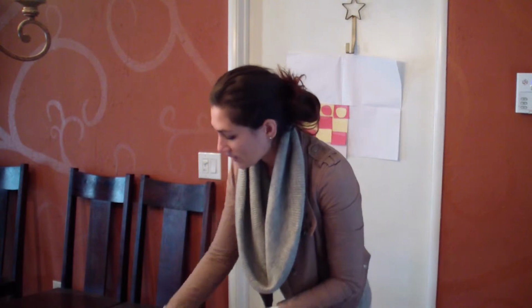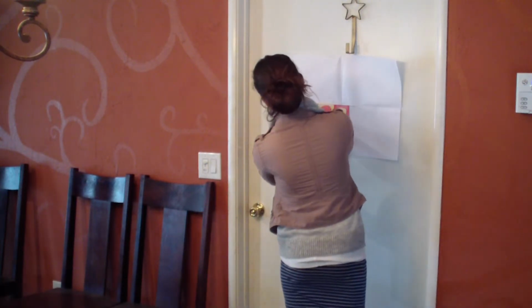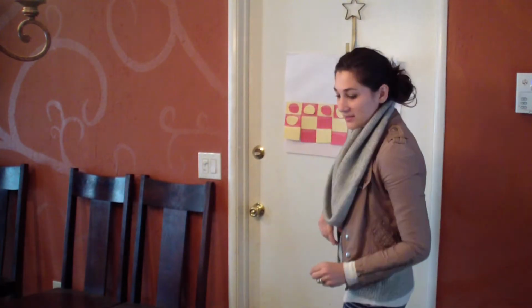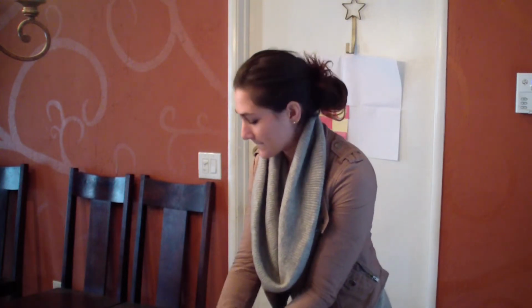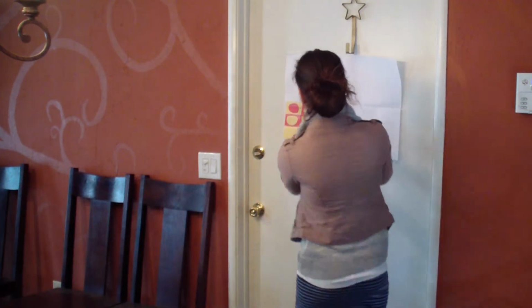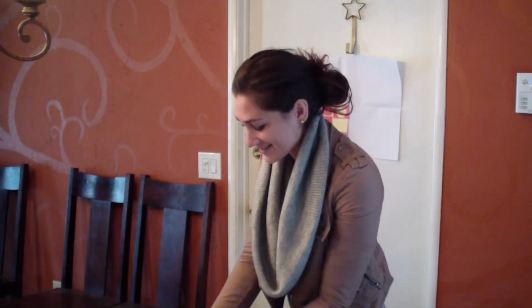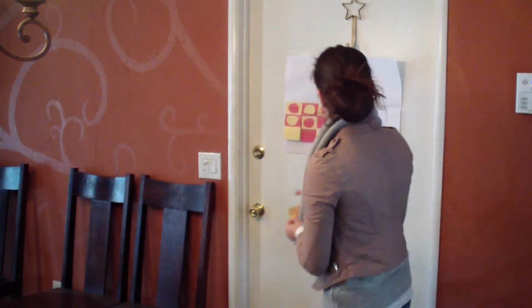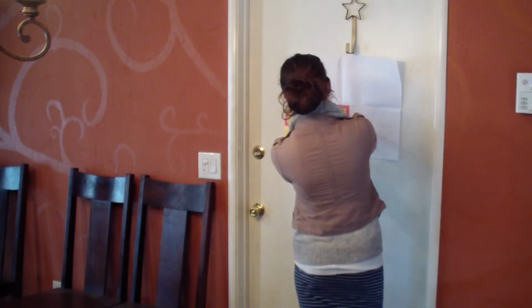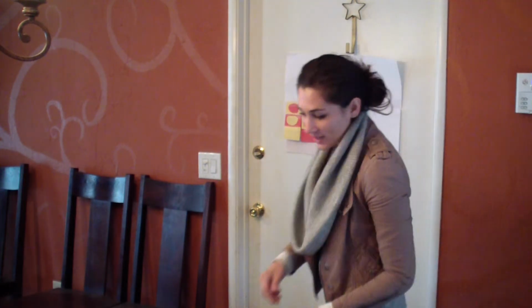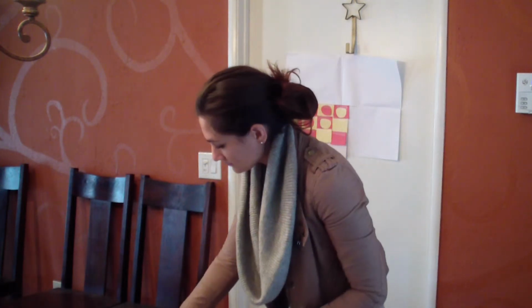What color would go in the first box? Yellow. Good job. We have to switch the color of the square. And the next one? Red. You guys are getting a hang of this. The next one. Yellow. And red. And red to complete that second row.